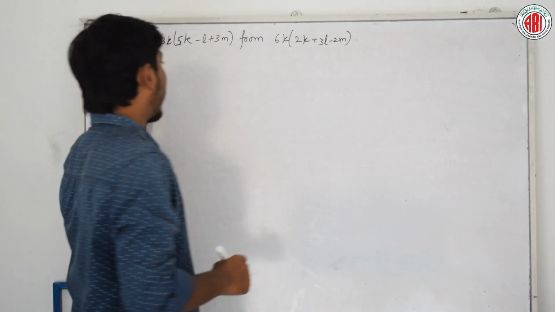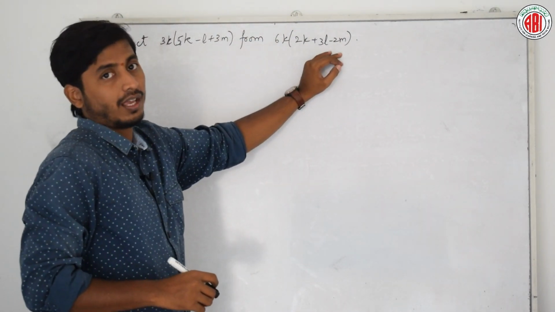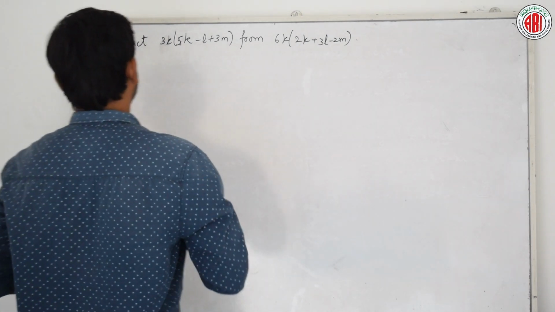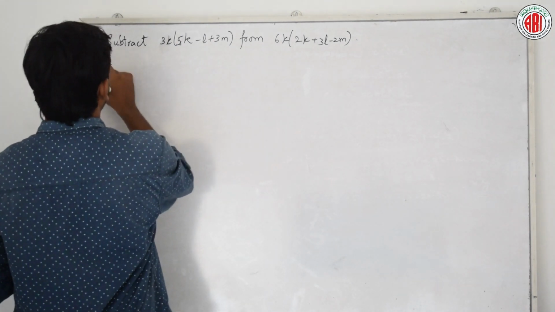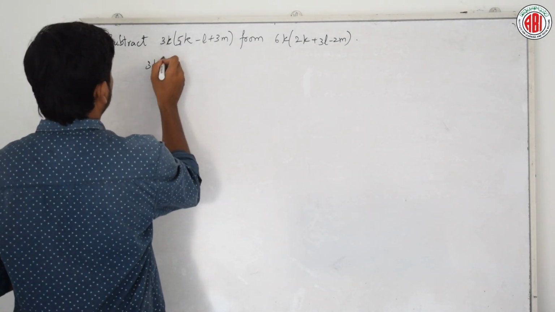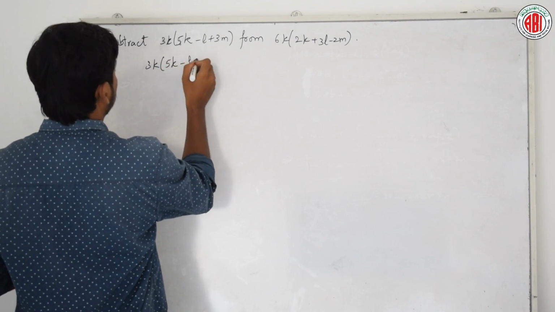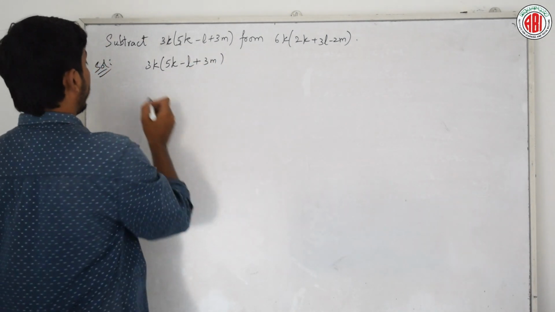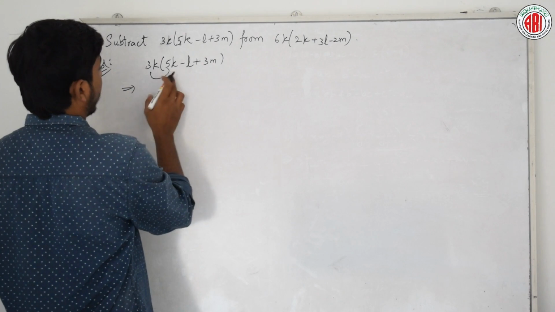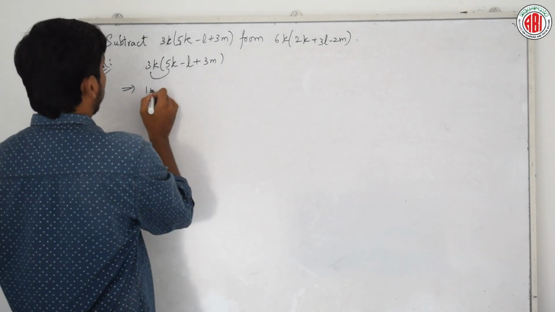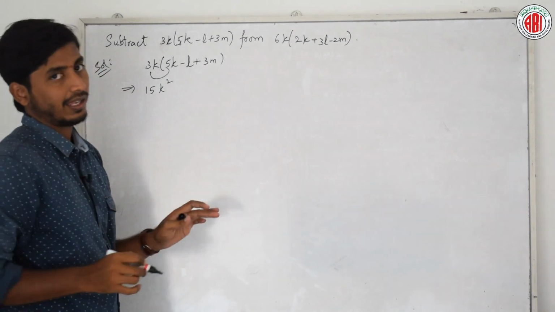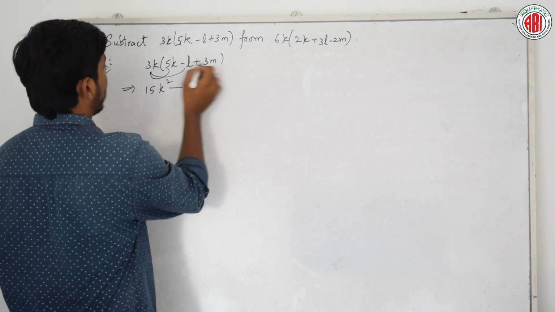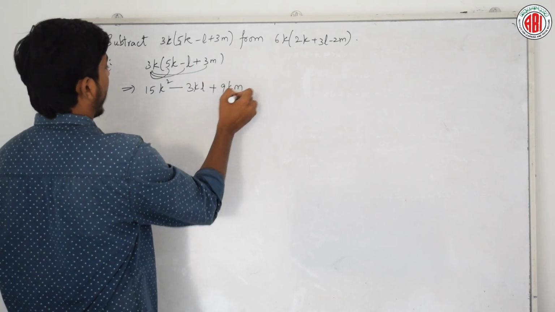See here the next question. He is asking us to subtract this term from this term. Before subtracting, we have to simplify this. Shall we do? See here. How do we multiply now? The first term, that is 3k into 5k minus l plus 3m. Now let us multiply each and every term. How do we do? 3k into 5k, I am writing it directly, that is 15k square. And next 3k into l, simply 3kl. And next 3k into 3m, that is 9km.